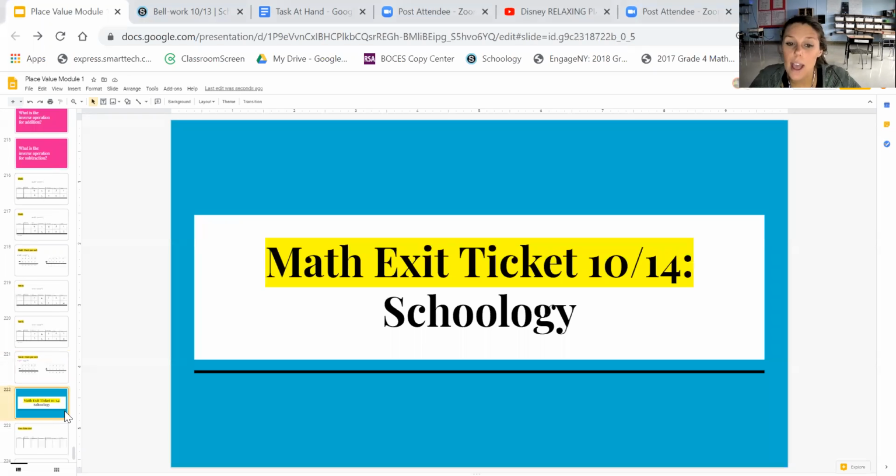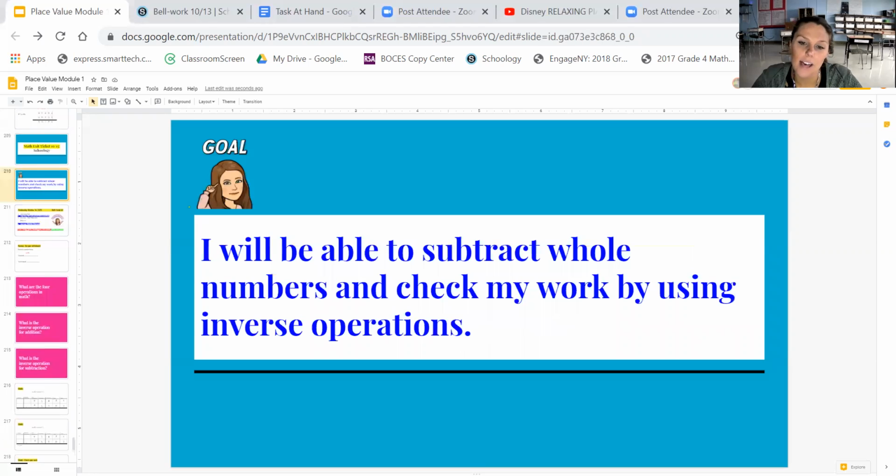Today's math, you're going to go ahead and do your exit ticket on Schoology. Again, just practicing that subtraction and some inverse operations. Please, please, please take the time to show your work. Double check it using that inverse operation. Remember, today's whole math class was making sure you were able to subtract whole numbers by checking your work using inverse operations. Nice job today, guys.